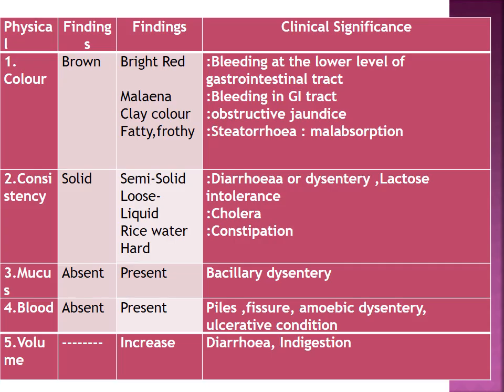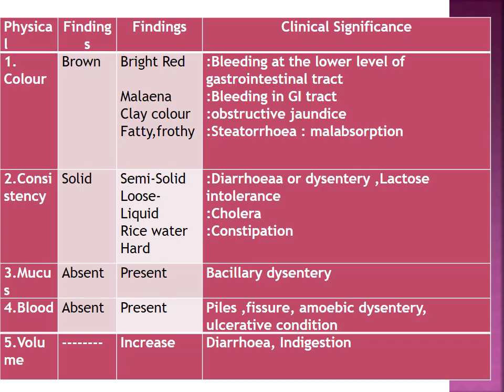Hello students, today we will see physical examination of stool. In that we should see color, consistency, mucus, blood, and volume. Color: normally it is brown, but if abnormal like red, then it can be because of bleeding. Black color, that is called melena, can be because of bleeding in the upper GI tract, and because of that it becomes black in color.